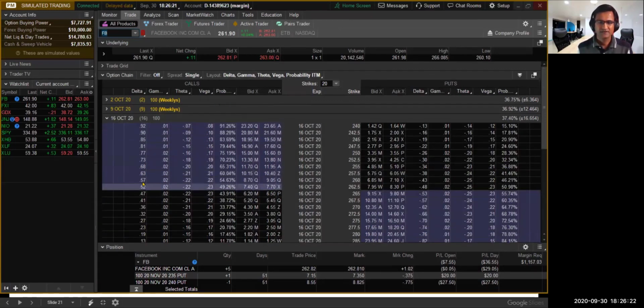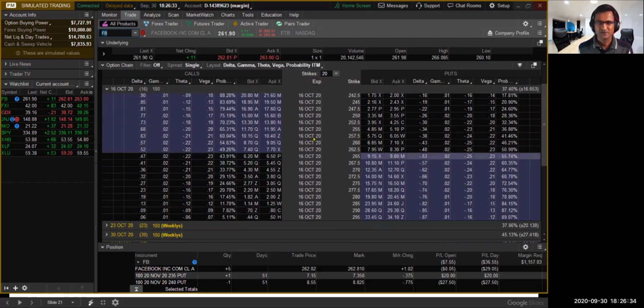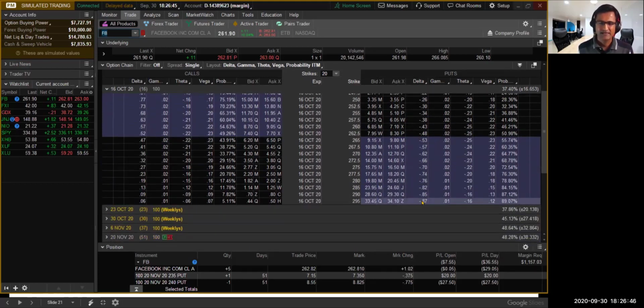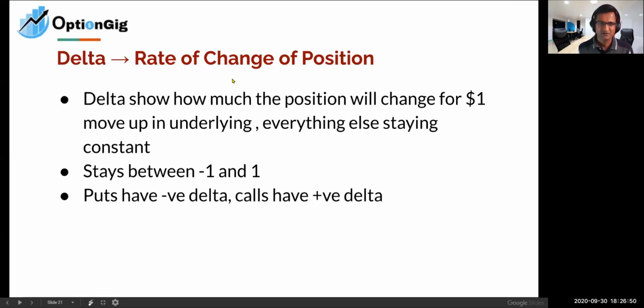All right, so here you see the deltas in this column for Facebook. It's 0.27, 0.32, 0.36. It will stay between 1 and 0. On the call side, it is positive. On the put side, it is negative. Negative 0.48, negative 0.30, negative 0.87. So the deltas are available on the trading platform.